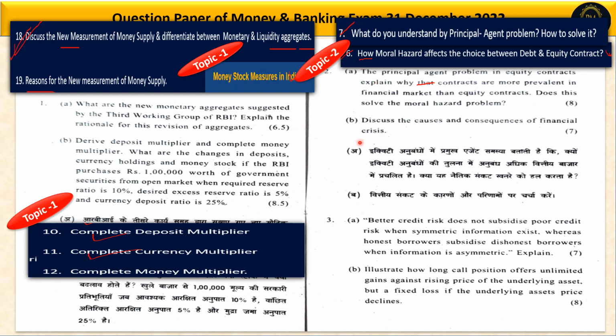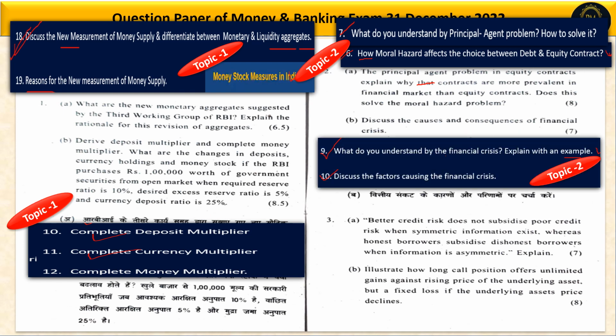Now coming to 2B, discuss the causes and consequence of financial crisis. So in question number 9 and question 10 of sample questions of topic 2, I asked you to prepare what do you understand by financial crisis, explain with an example, and discuss the factors causing the financial crisis.